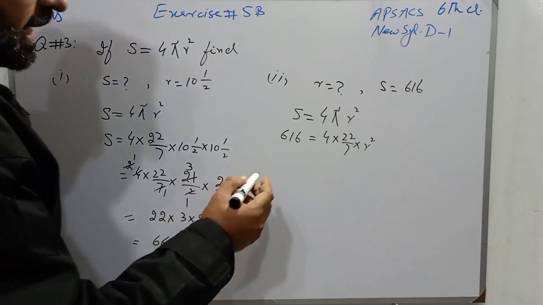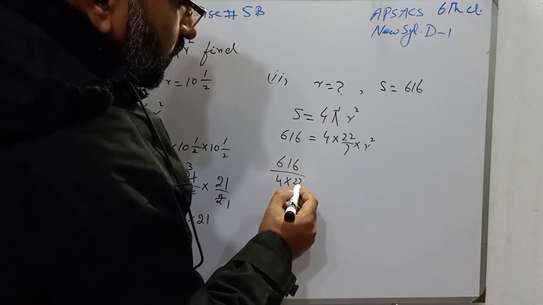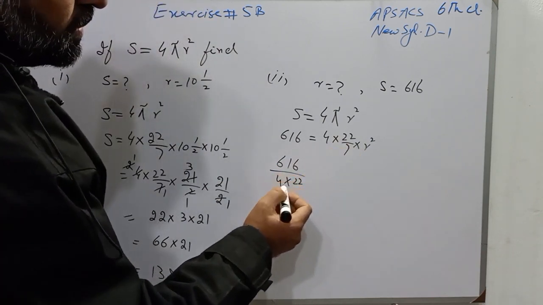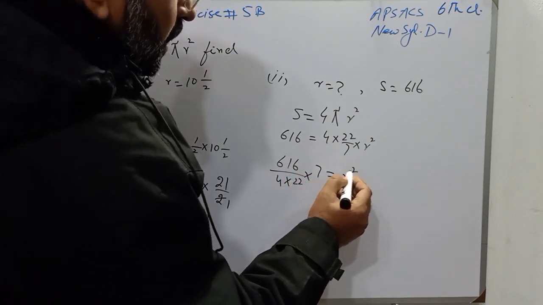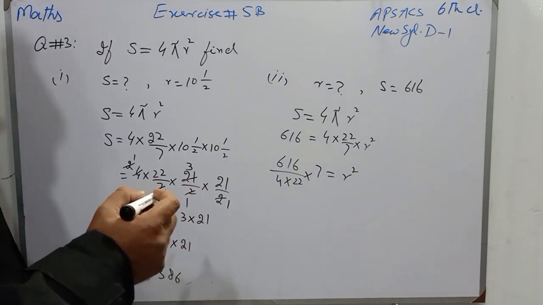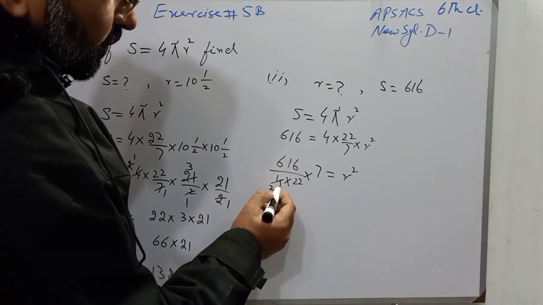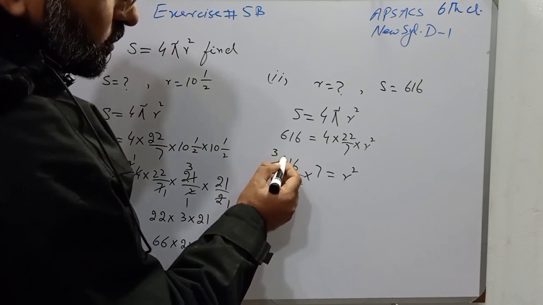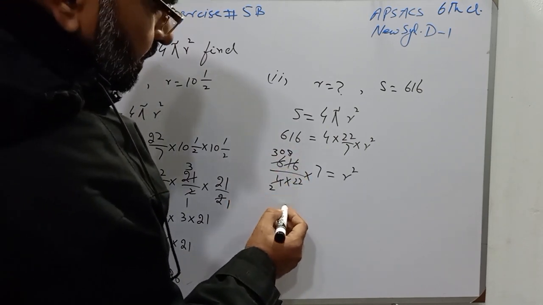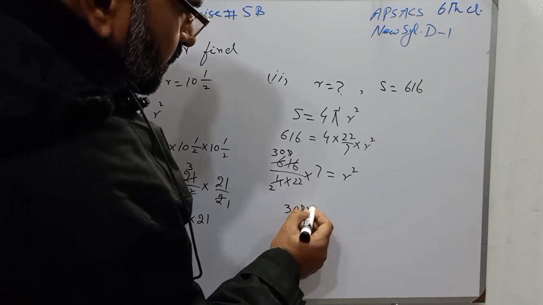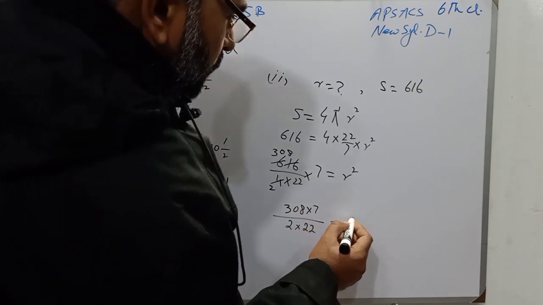So it is written as 616 over 4 multiplied by 22, because 22 is multiplying. When we transfer it to the other side, it will divide, and multiply by 7 is equal to r square. Now students, 616 will be cancelled with 2. 2 twos are 4, 2 3s are 6, no carry, so 2 zeros are 0, 1 carry, 2 8s are 16. So we will write it as 308 multiplied by 7 over 2 multiplied by 22 is equal to r square.